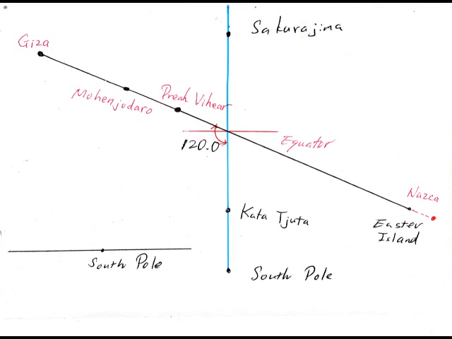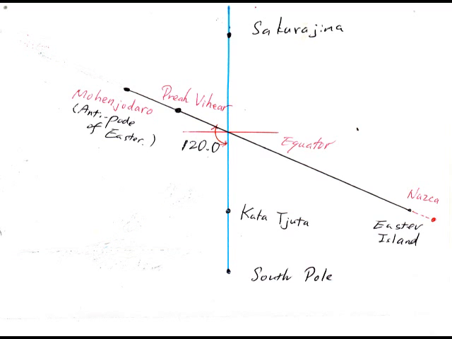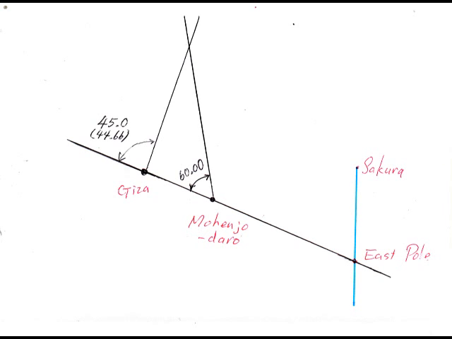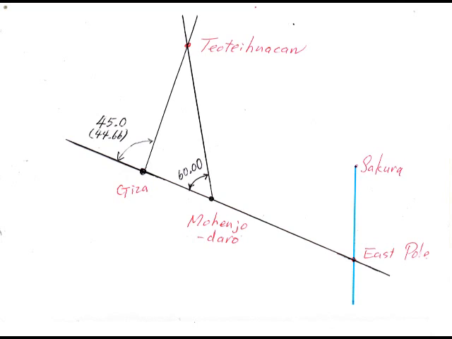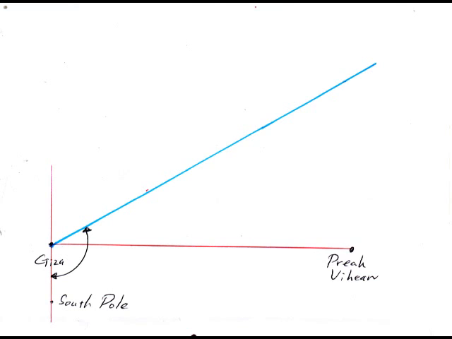And from Sakurajima and the South Pole, you can see Uluru in Australia with a small error. These are also footfalls for aliens. And the angles are shown here. And from East Pole to the left side, you see Mohenjo-daro, and 60.0 degrees will take you to Teotihuacan, and at an angle of nearly 45, 44.6766 will take you to Teotihuacan from the Giza Plateau.